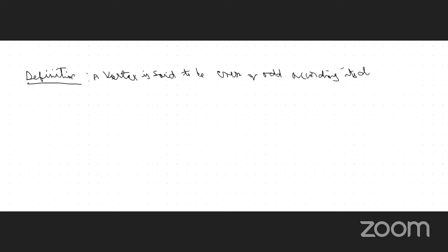Definition. A vertex is said to be even or odd according as its degree is an even or odd number.